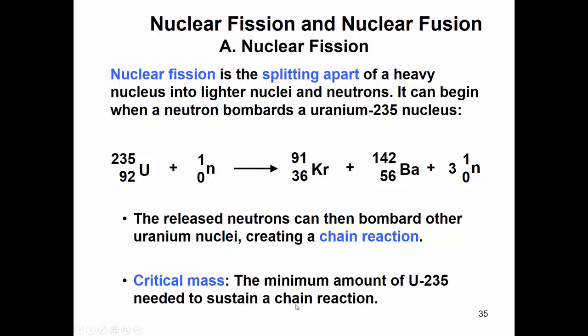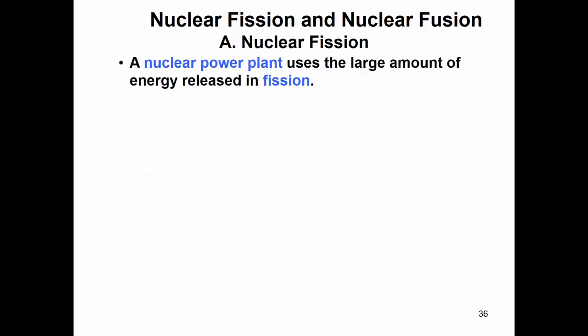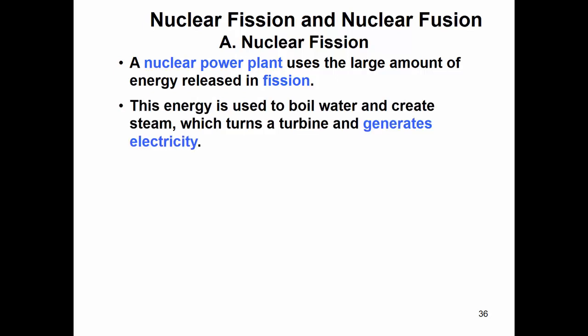The critical mass here is just the minimum amount of uranium-235 that you need to sustain this chain reaction. This nuclear reaction is the driving force. It is what is happening in nuclear power plants. They use the large amount of energy released in fission. This energy is used to heat water to steam, which then goes to a generator, which generates electricity.